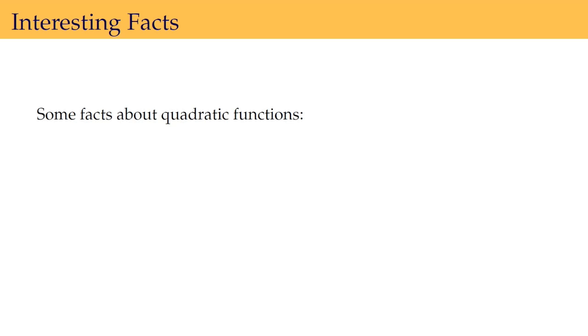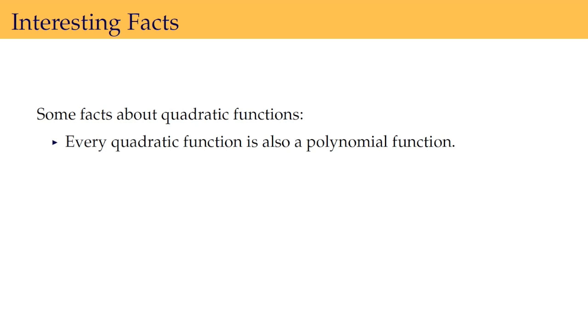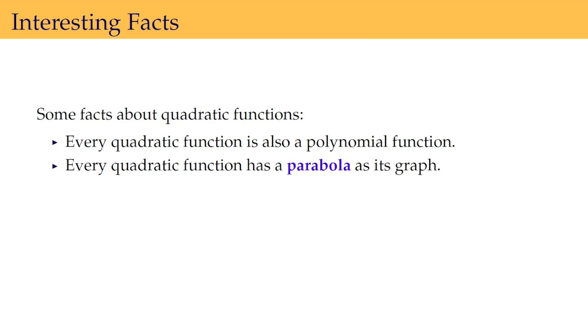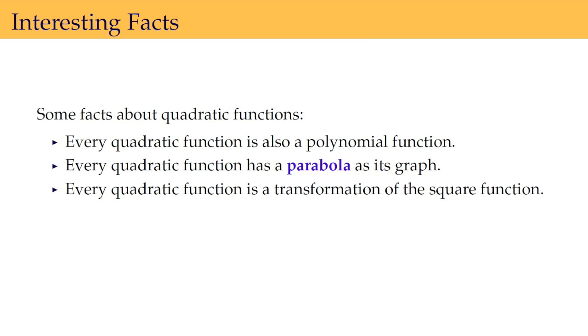Some interesting facts here. Every quadratic function is also a polynomial function. You can compare the definition that we just had of quadratic functions to the definition of a polynomial function, and a quadratic function is always a polynomial function of degree 2. Every quadratic function has a parabola as its graph. And every quadratic function is a transformation of the square function.